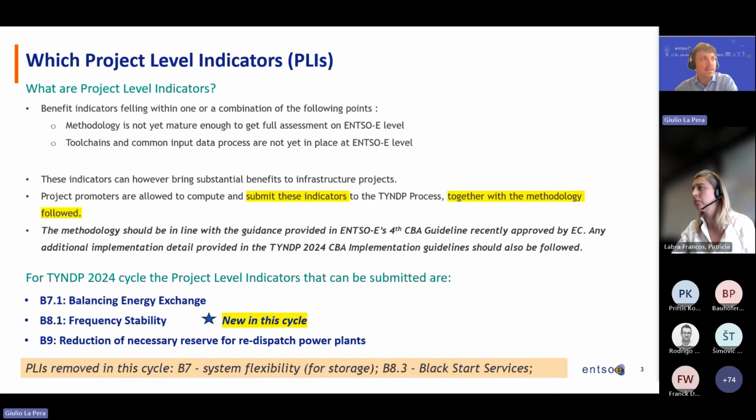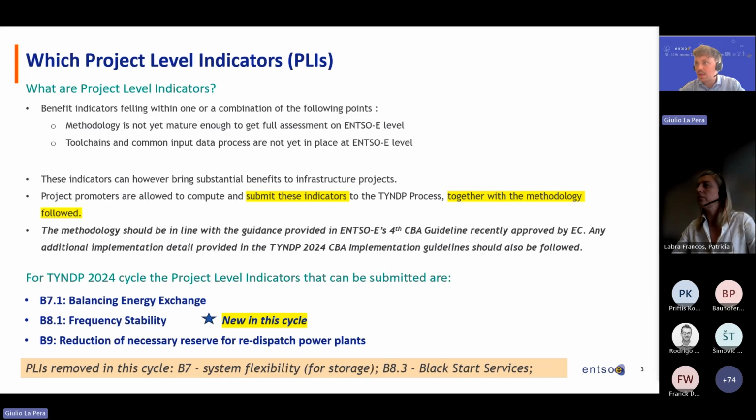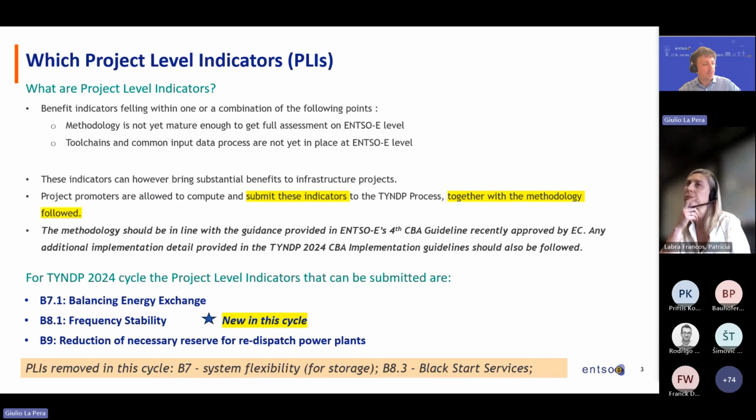So the first one, the CBA guidelines define which data has to be used in order to compute them. And my understanding, and I would ask confirmation from Frank, is that you have to use the data that is provided by ENTSO-E. You can add, I think you can improve this data if you have more detail at national level. For example, if you have the national grid model and you want to use that one, you can. This is my understanding.